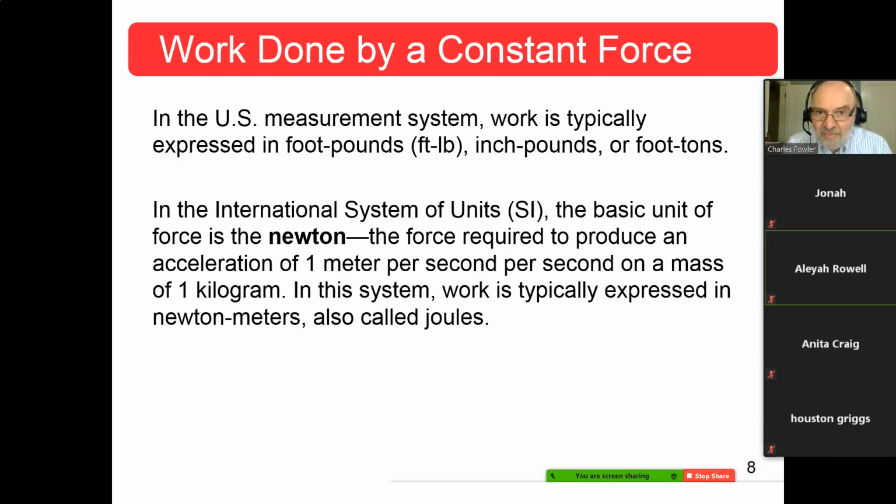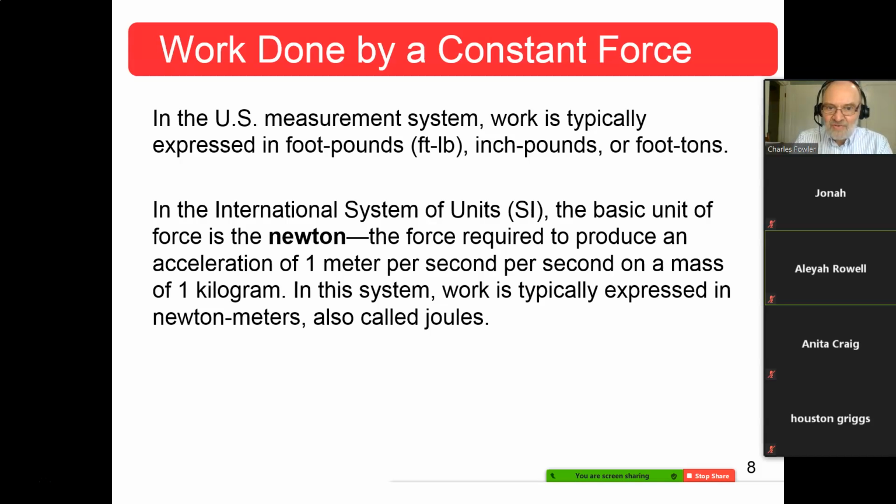In the U.S. measurement system, work is typically expressed in foot-pounds like we just saw. You could use inch-pounds, foot-tons. You could use anything that multiplies a distance by a force. In the SI system, the basic unit of force is the Newton, and a Newton is the force required to produce an acceleration of 1 meter per second squared on a mass of 1 kilogram.